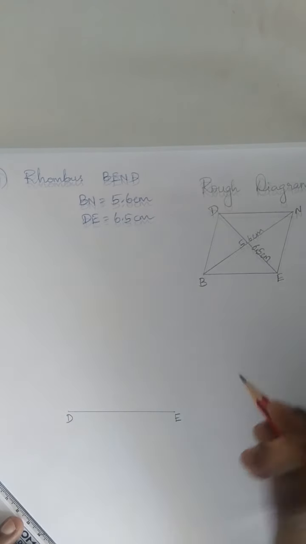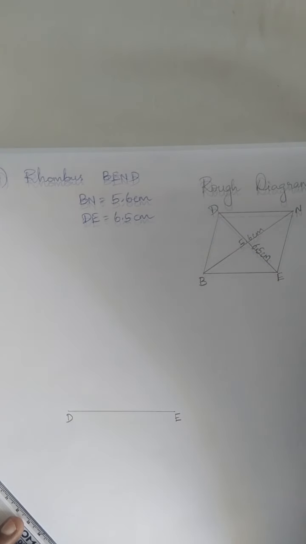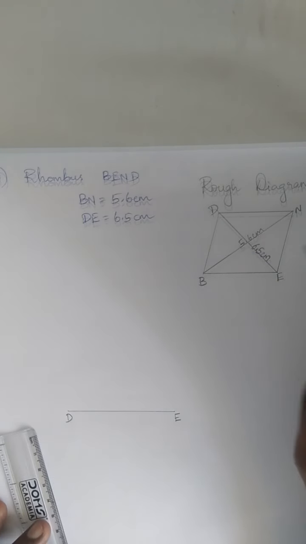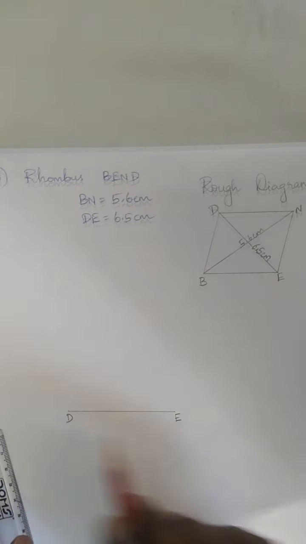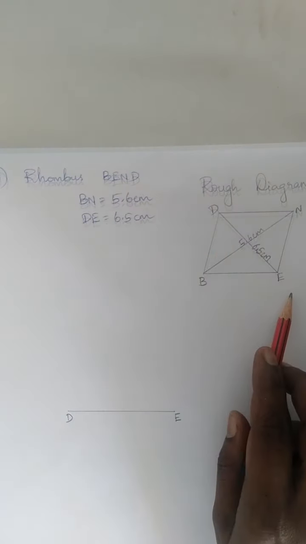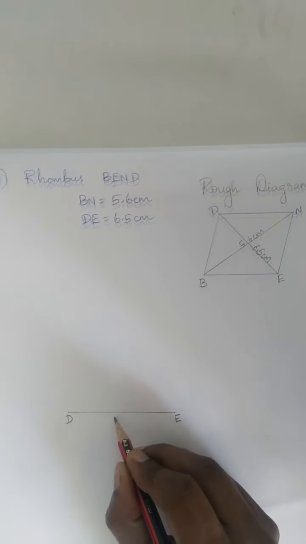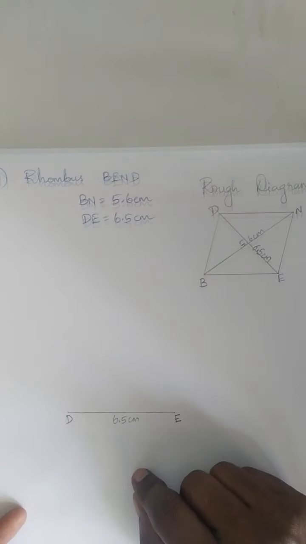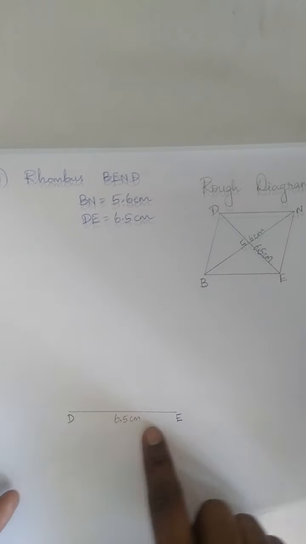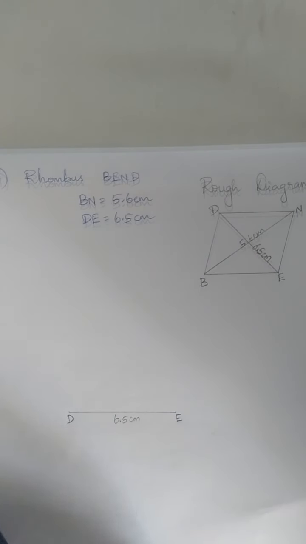When only 2 diagonals are given, we are going to construct the rhombus by applying the property. What property? Diagonals of a rhombus are perpendicular bisectors. So now we have taken diagonal DE, 6.5 centimeter. Then diagonals are perpendicular bisectors. Now we are going to make the perpendicular bisector of this DE.